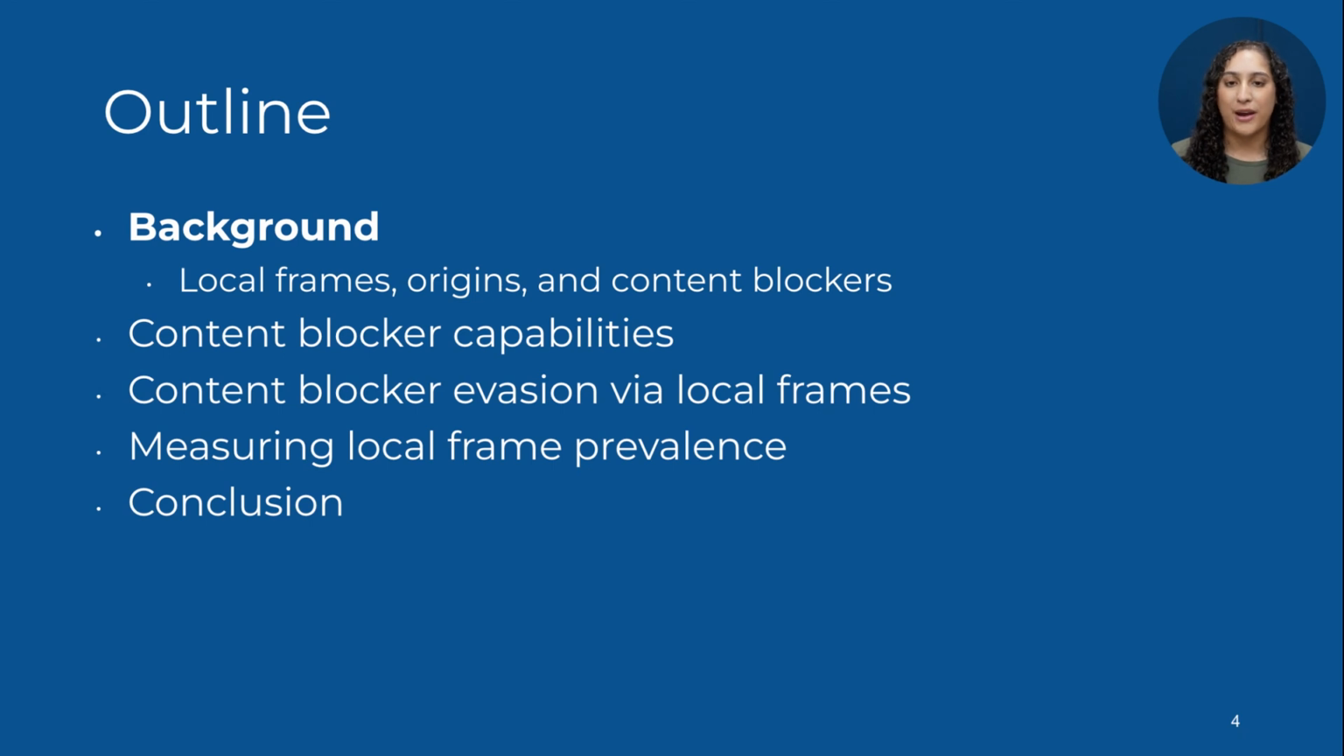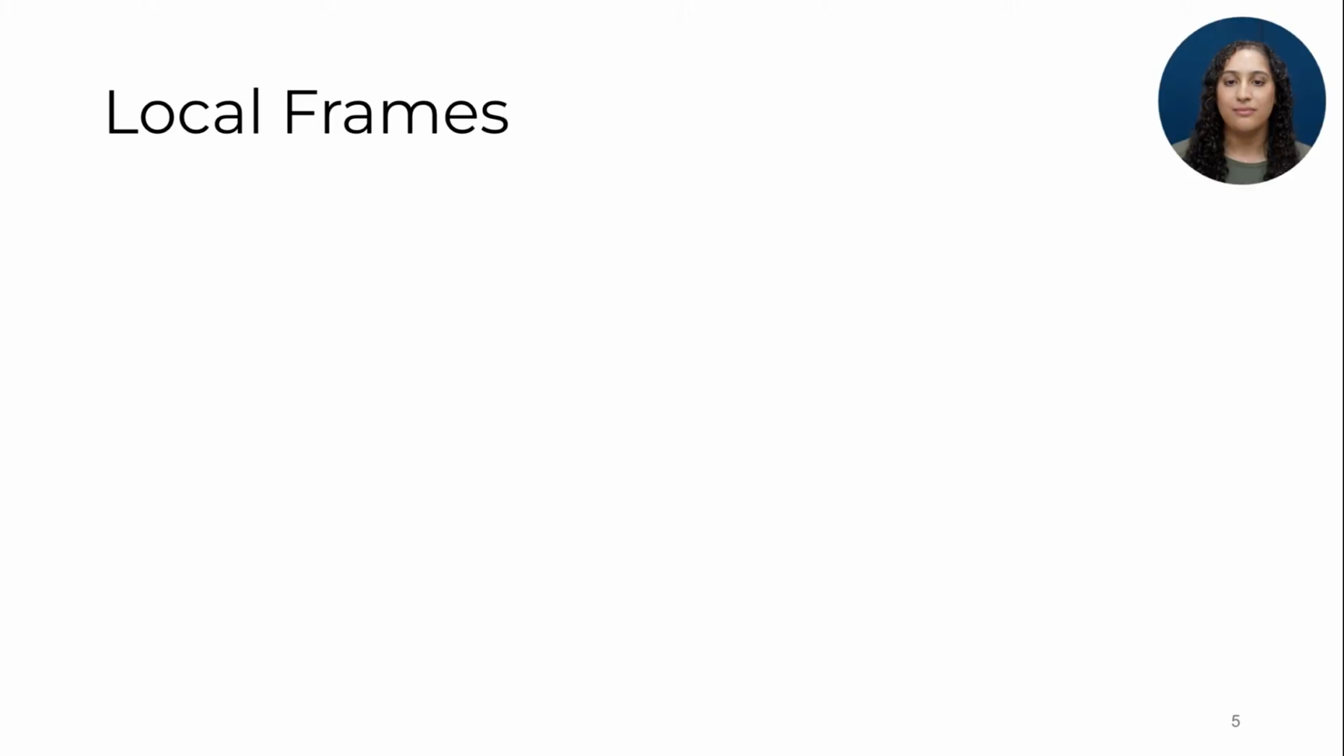I'm going to start with some background about local frames, origins, and content blockers, before diving into the 4 core capabilities of popular content blockers. Then I'll discuss how we can actually evade these capabilities through local frames, and then discuss our measurement study of local frame prevalence before concluding. So let's start with local frames.